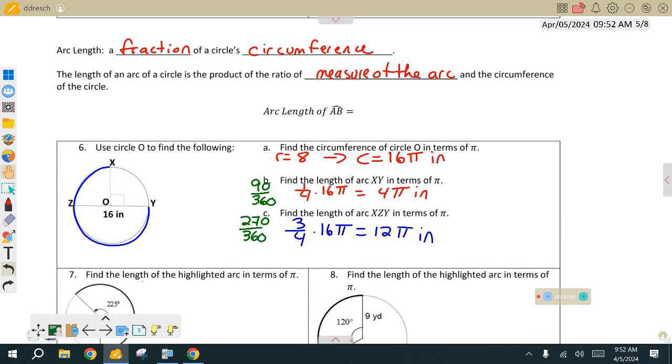It's a fraction of the circumference. So arc length is the measure of the arc, always out of what? 360. Times what? The circumference. And what's the circumference formula? 2 pi r. So that's our formula we're going to run with for arc length. It's a fraction of the circumference. You know what the circumference formula is? 2 pi r. Just take a fraction of it.